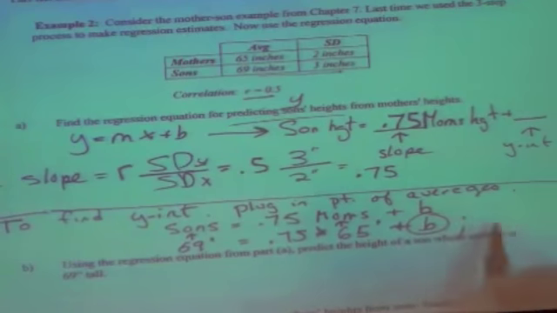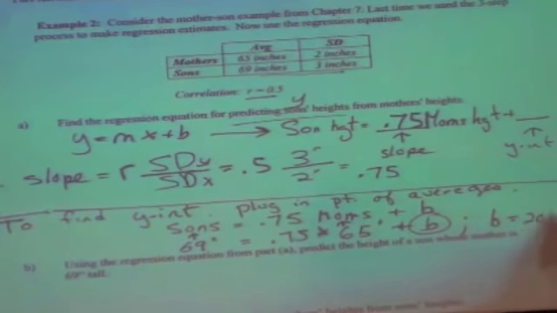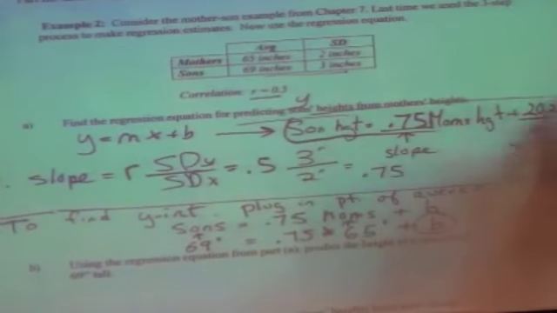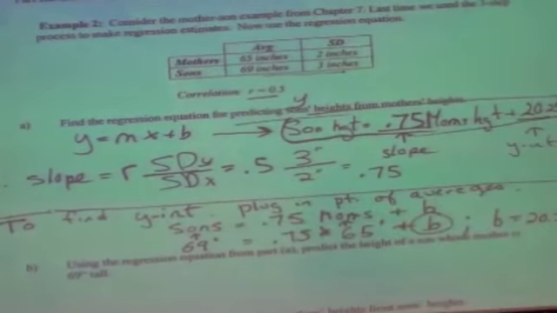Okay? So we solved and we get B is 20.25. And we stick it right in there. That's our equation. Any questions on that? It's pretty easy.